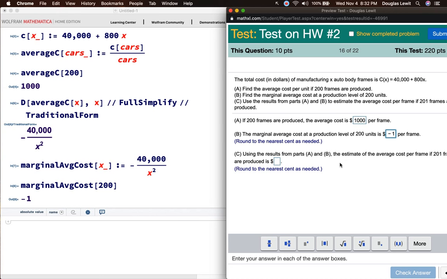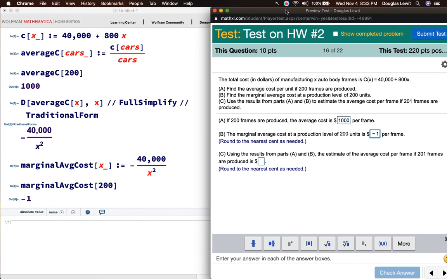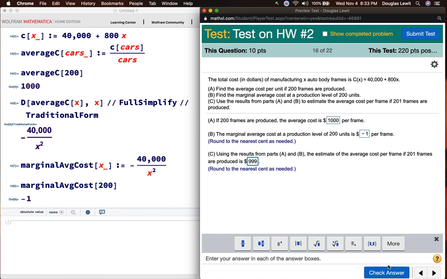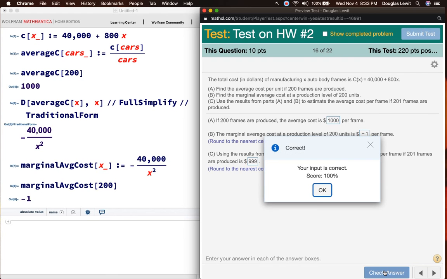Using the results from parts A and B, the estimate of the average cost per frame, if 201 frames are produced, well, the derivative is -1, so it's going to be $1,000 minus $1, so it should be $999. Okay, and let's see if that's true. Yeah, Pearson agrees with me. The answer is 100%. Okay, so why don't we look at the next problem?